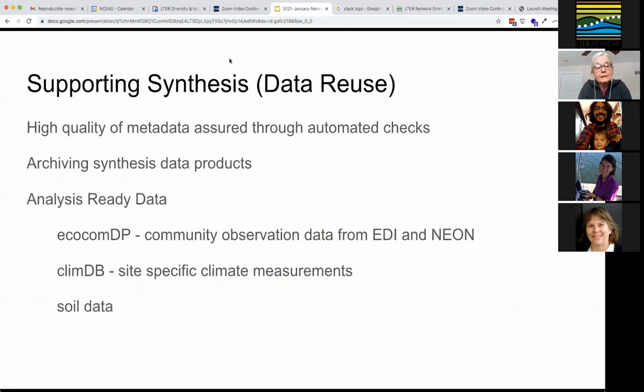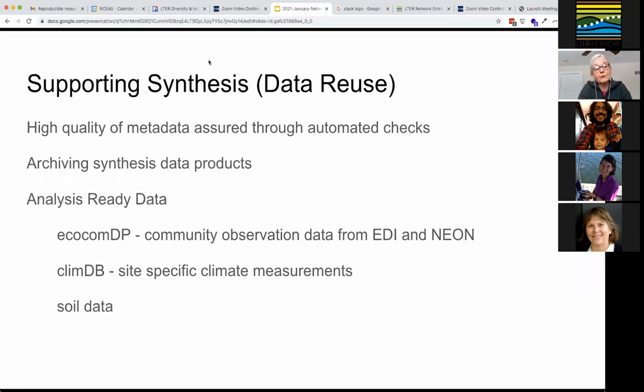So the next slide. How do we support synthesis? We as an EDI. So the quality of the metadata is extremely important for reusing the data. And that is assured through automated checks. So whenever your data manager will help you to upload data, the metadata and data will go through a series of checks that assure the quality of those metadata.